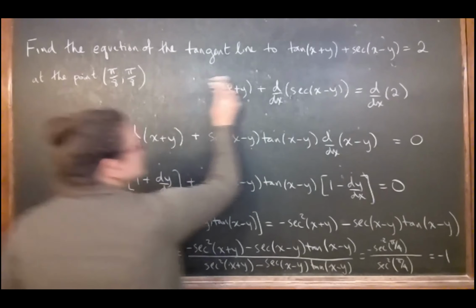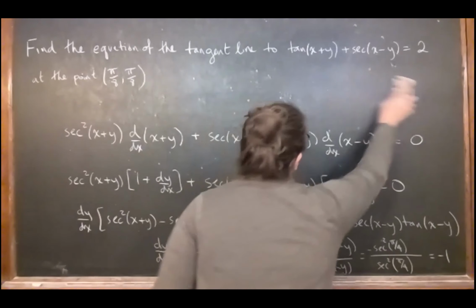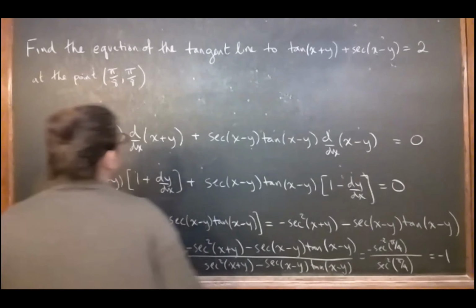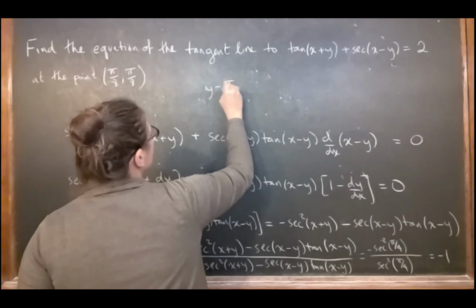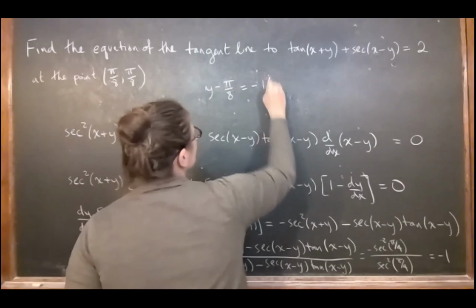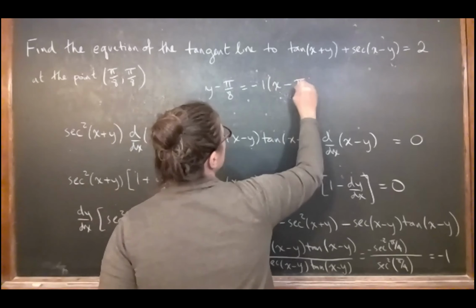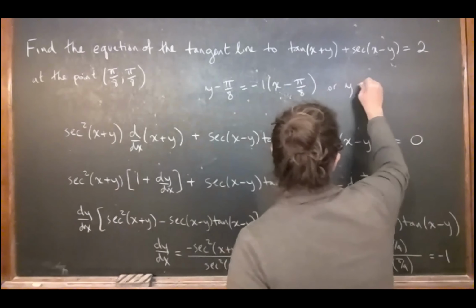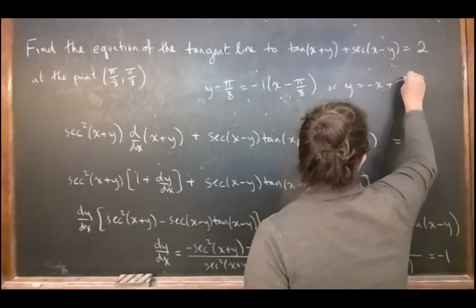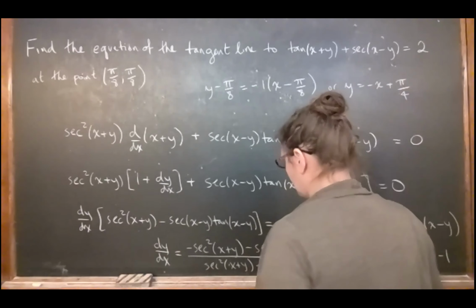So now I'm just going to erase this bit. So the equation of my tangent line: y minus pi over 8 is -1 times x minus pi over 8, or y equals minus x plus pi over 4.